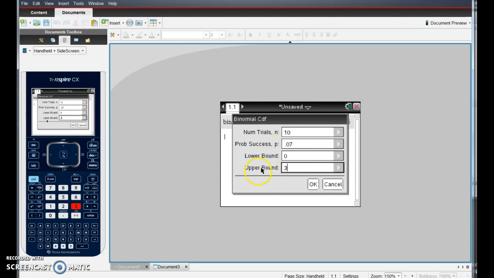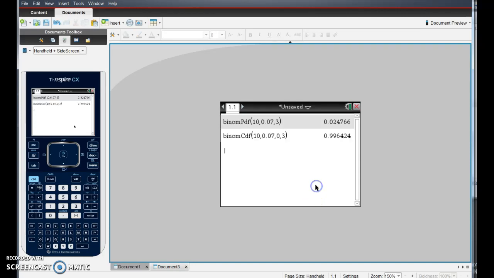But the Nspire lets you put in any values in here. So if it said, what's the probability that between 2 and 5 people, whatever the probability for 0.07 was, wore glasses, then you could just put in that specific range. So notice here, if I just go ahead and press OK, it gives me binomial CDF. This value is obviously much bigger because it is adding up 0 people, 1 person, 2 people, and 3 people all together. So that's how you do binomial PDF and binomial CDF.